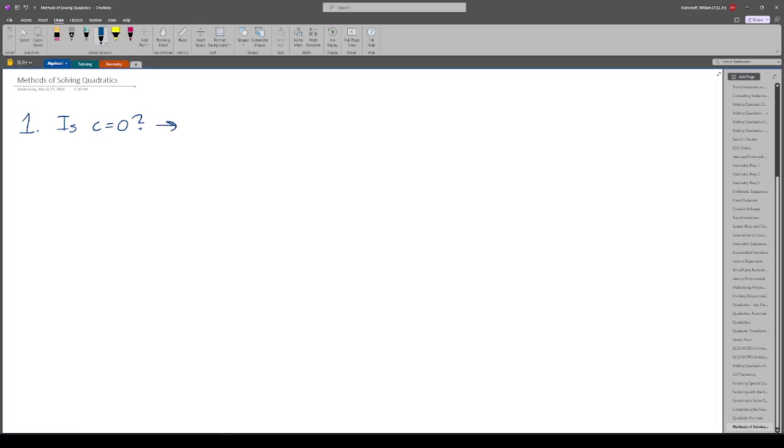If C is equal to 0, then we should be solving by using GCF only. So we shouldn't need to do any fancy methods. It's the absolute simplest kind of quadratic. So as an example, let's say we had something like 2x squared plus 3x is equal to 0.